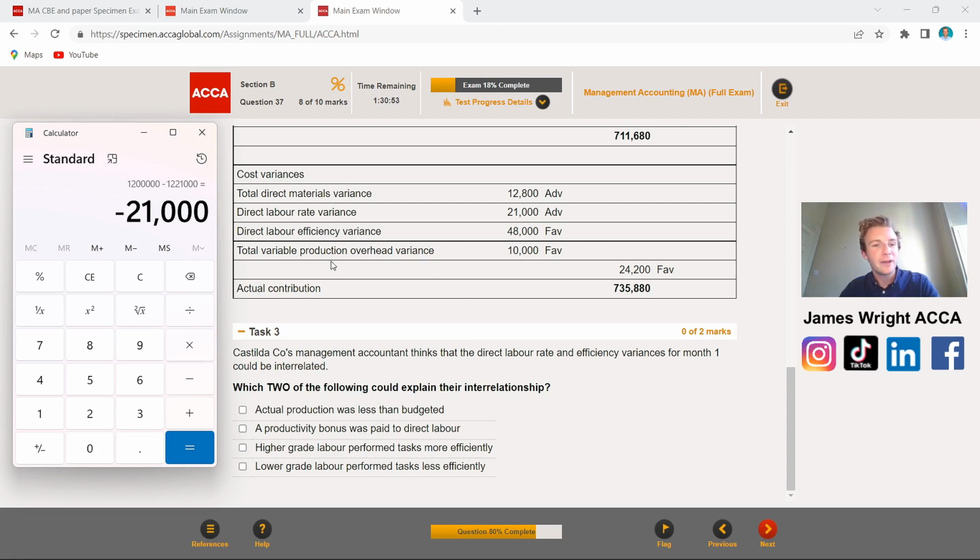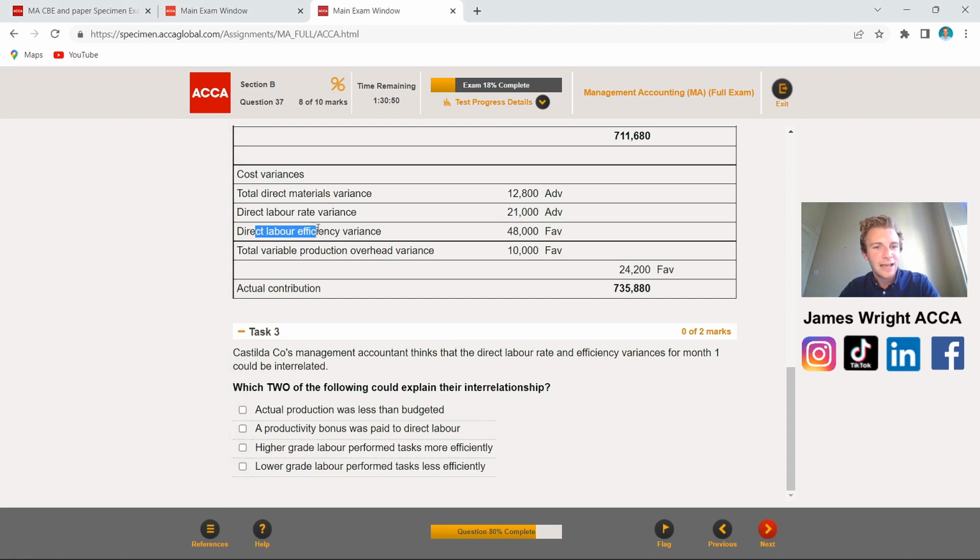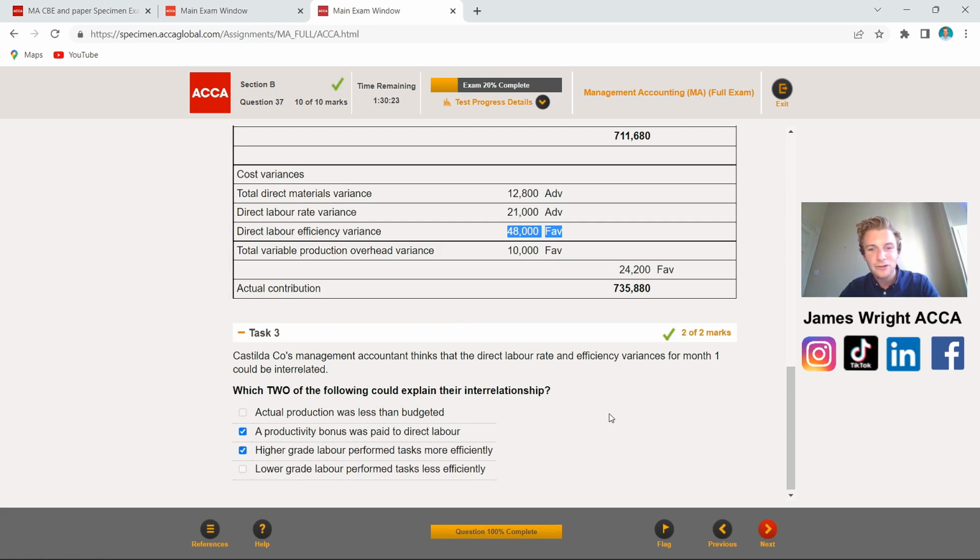Well, were they productive on here? The direct labour efficiency variance was favourable. So they were productive on there and they got paid a bit more. So that is my first one, I'm pretty sure is correct. And then the final two we've got on here, the higher grade labour performed tasks more efficiently. And then they've got low grade labour performed tasks less efficiently on there. Well, you can see by me highlighting it on there that we've got they actually perform tasks more efficiently on there. And there's your 2 out of 2.